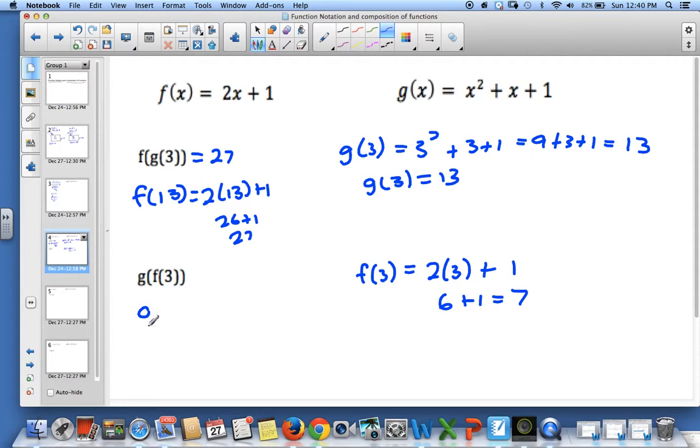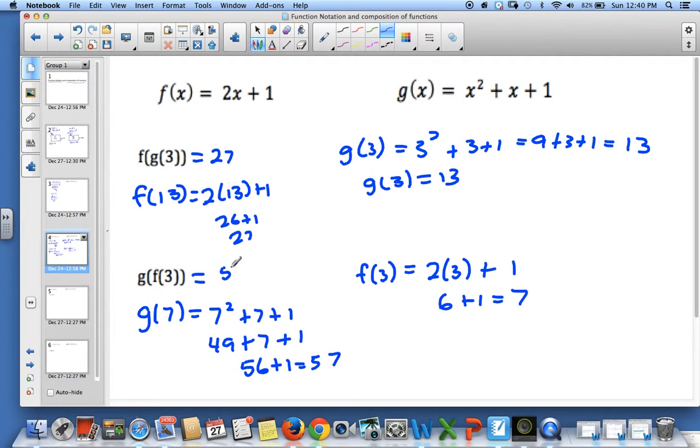So this becomes g of 7, which now I go to function g over here and change the x's to 7. 7 squared plus 7 plus 1. 49 plus 7 plus 1. 56 plus 1 equals 57. So this answer would be 57.